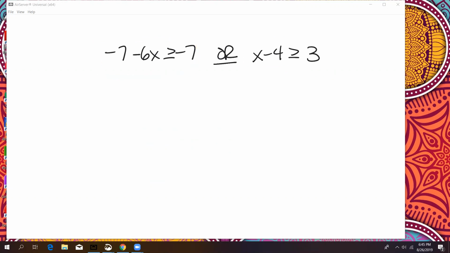So the one on the left, I'm going to add 7 to both sides. Actually, I should stop, I'm sorry, and let you guys look at it for a second. I go too fast sometimes, sorry.